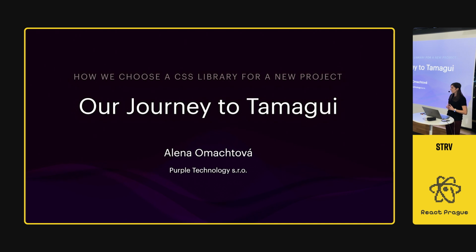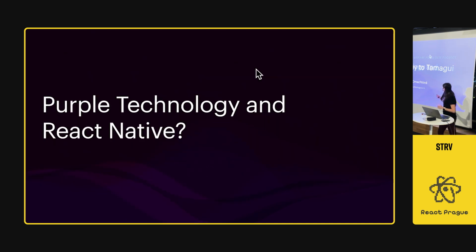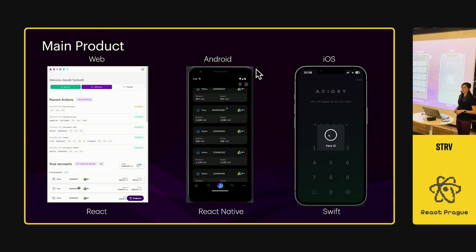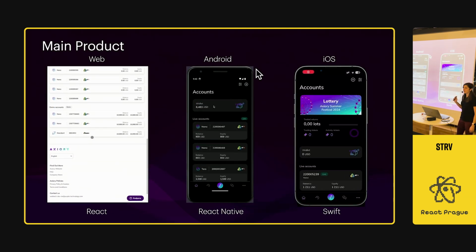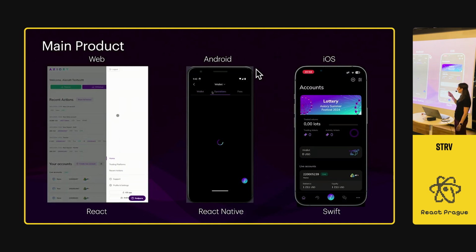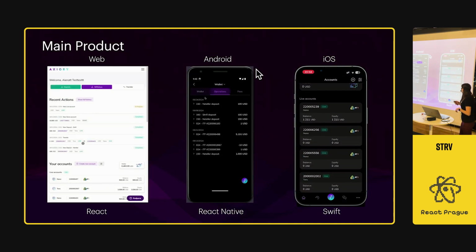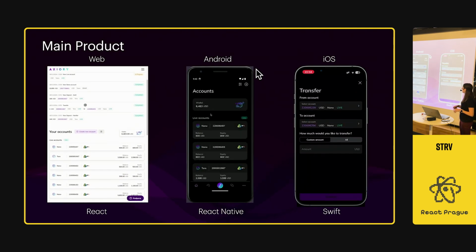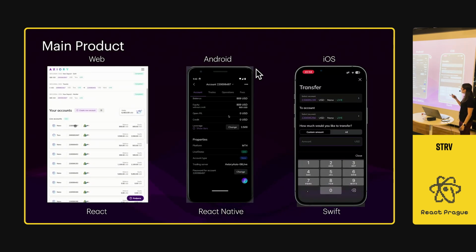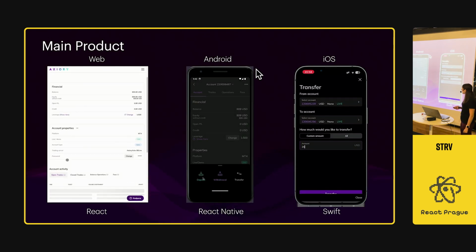I'm working at Purple Technology. And we build software, we provide infrastructure and support for brokers, mainly targeting the Japanese market. Our customers can deposit, transfer money, see their balances, they can see their trading history. And we build for three platforms, as you can see, web, Android, and iOS.